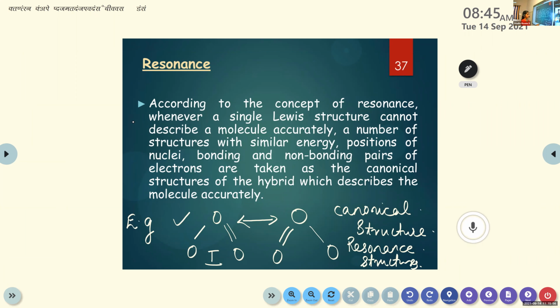This is not the complete structure of ozone. I didn't represent the lone pair of electrons. Okay. I will show the exact structure.